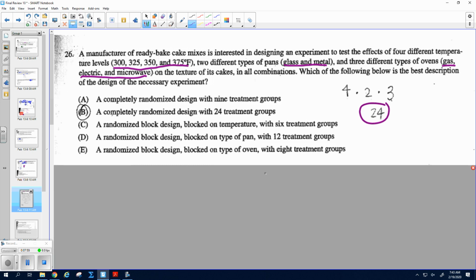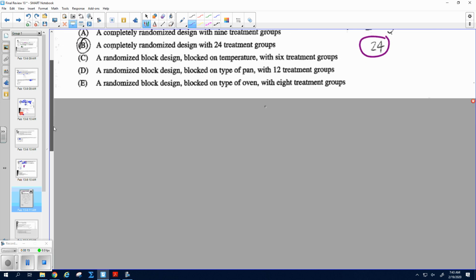We don't want to block on any particular thing. We just want to randomize all of our different variables. Blocking usually is when we know there's something that's going to make a difference. We might block on gender or something else. But for this one, it is just completely randomized design with 24 treatment groups.